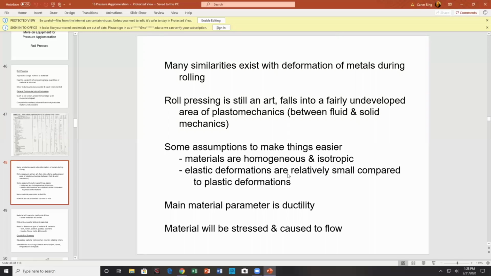Elastic deformations are relatively small compared to plastic deformations. Elasticity is secondary to plastic deformations. We are looking for the ductility. What is the ductility of it? Do you know what the ductility of your material is, and how are you going to measure it?